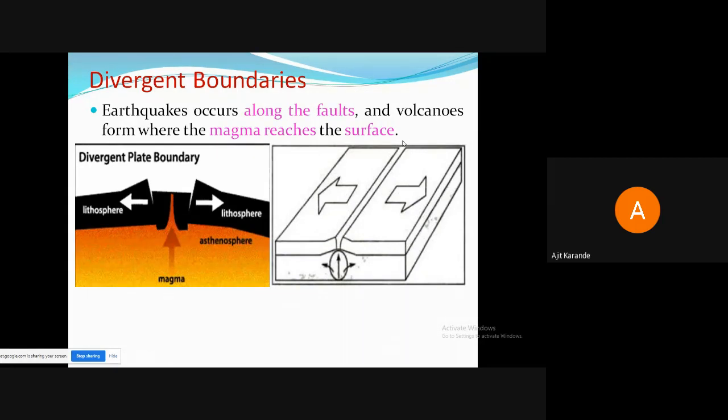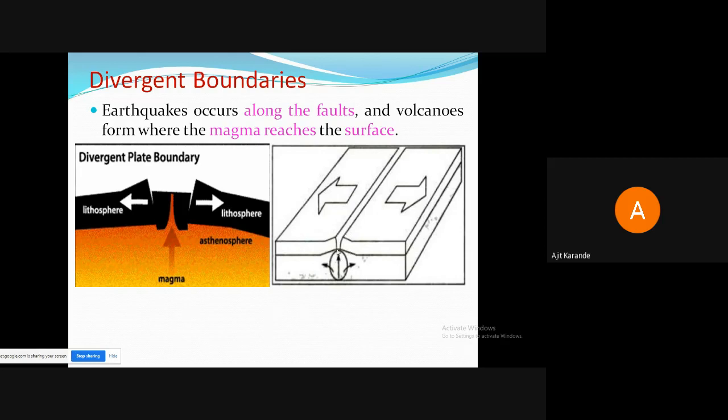About 95% of the earthquakes occur along these faulting zones. Here you can see in image number 2, this is the fault zone, in between two plates. This is the valley region, ridge, or you can say a rift area. And along this particular valley region, most of the earthquakes occur. It is also called the fault zones.